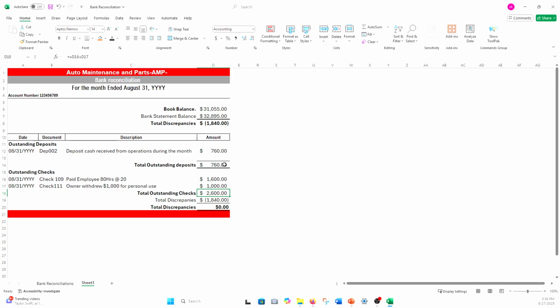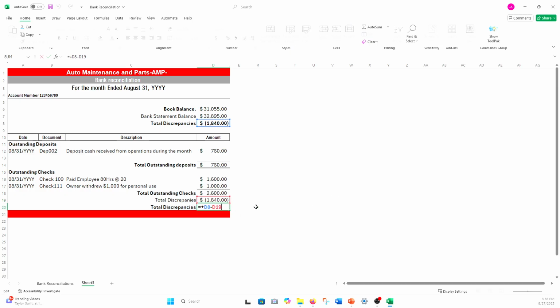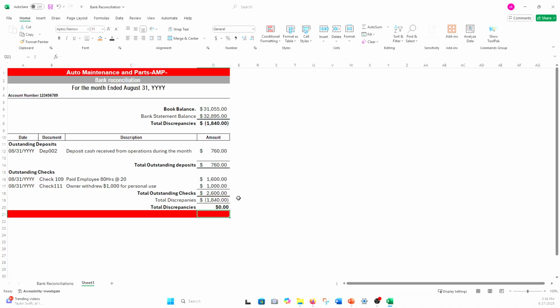If we just take this one, 760 minus 2,600, we have the 1,840 discrepancy. So if you add this one, the original one that you have at the top, based on the account balance and the bank balance, you just subtract the total discrepancies, your balance should be zero. This is one way to present this transaction.